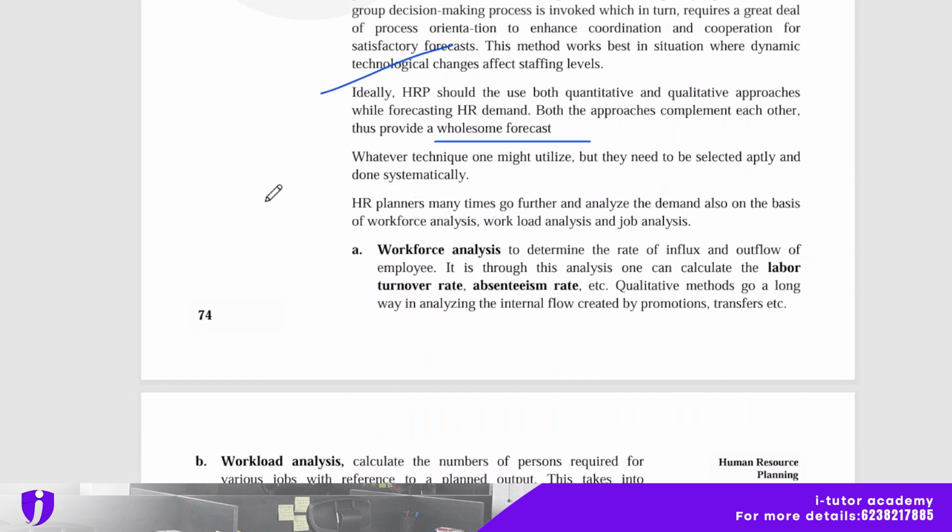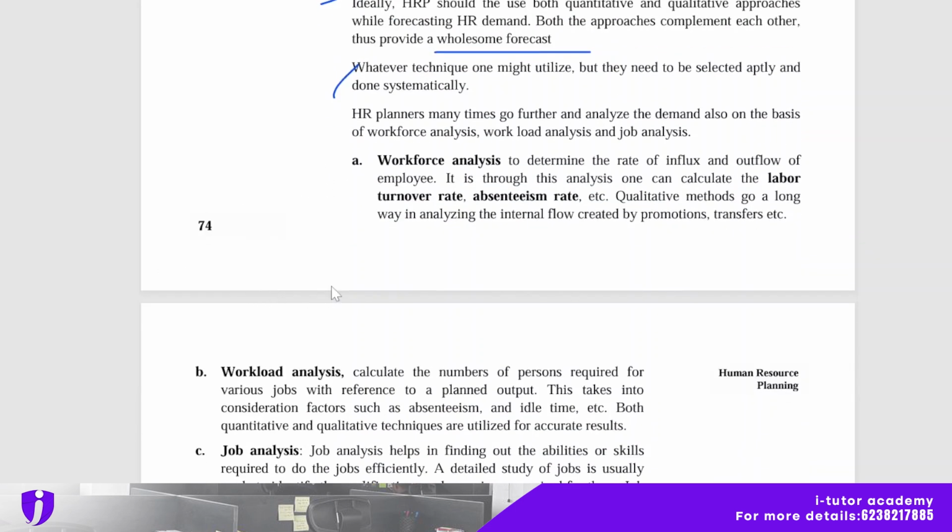Whatever technique one might utilize, they need to be selected aptly and done systematically. HR planners many times go further and analyze the demand also on the basis of workforce analysis, workload analysis, and job analysis. Workforce analysis is to determine the rate of influx and outflow of employees. It is through this analysis one can calculate the labor turnover rate, absenteeism rate, etc. Qualitative methods go a long way in analyzing the internal flow created by promotions, transfers, etc.